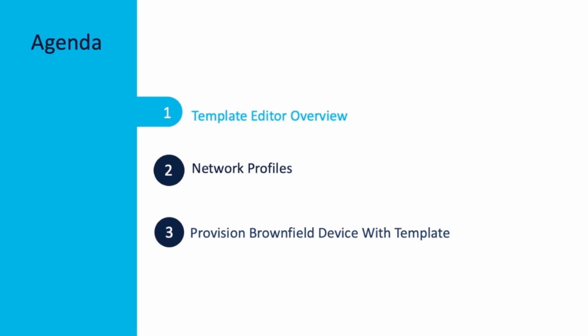In this video, we're going to look at Cisco DNA Center templates. The example use case I'll be reviewing is how to automate the deployment of 802.1x in a brownfield environment. Note that these concepts can be used to automate any task in your environment. For the agenda, I'll do an overview of the template editor. I will then explain what a network profile is, and then we'll provision a brownfield device using our 802.1x template.